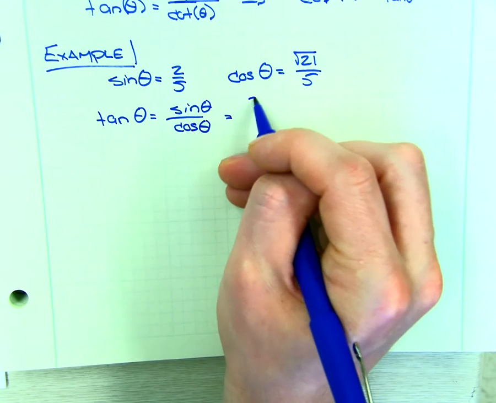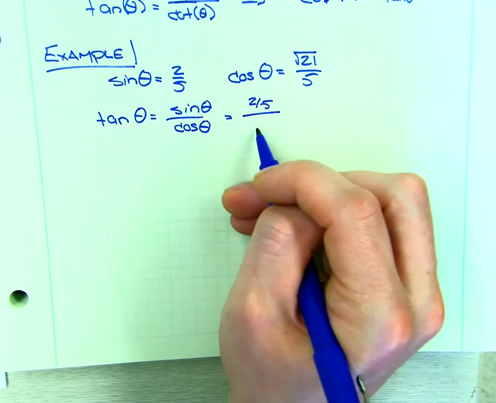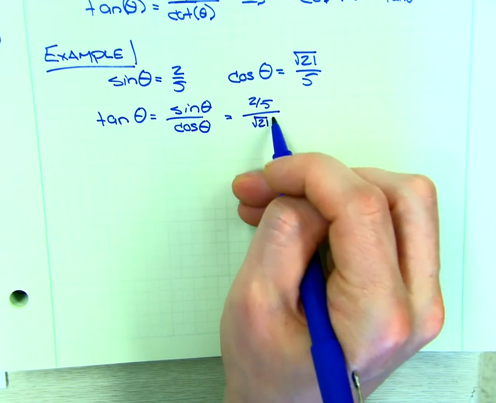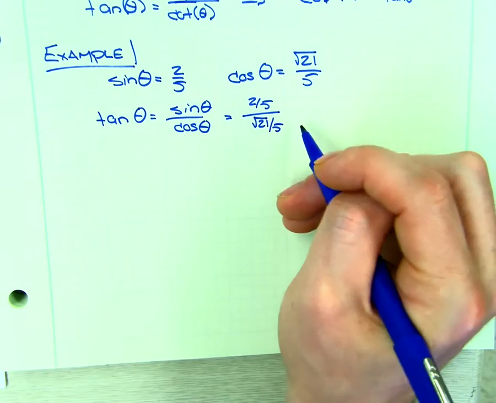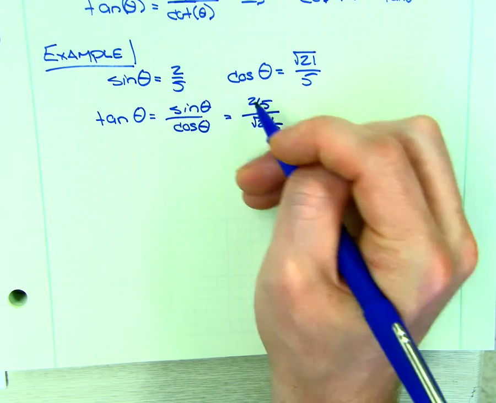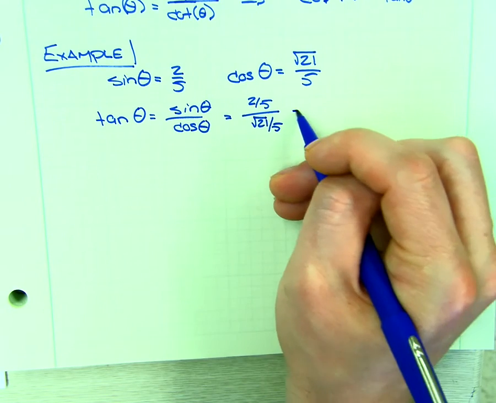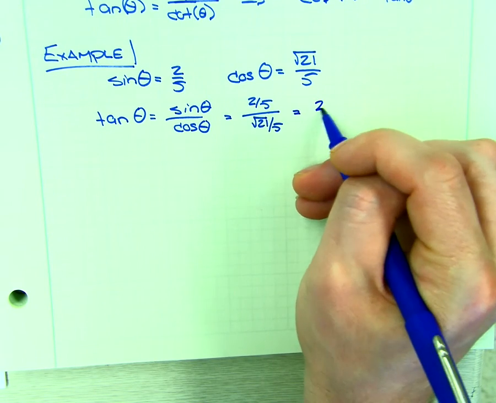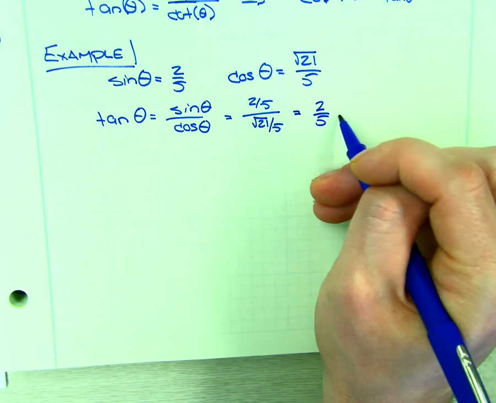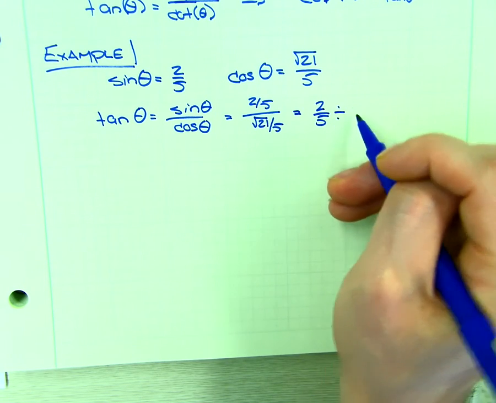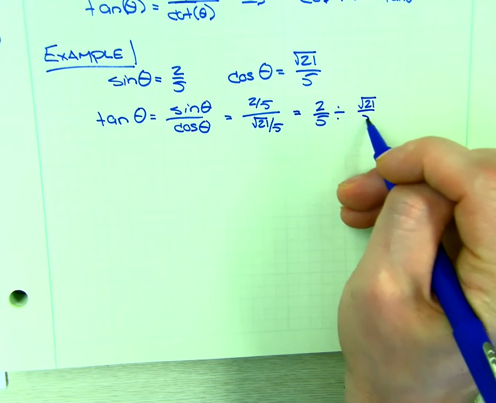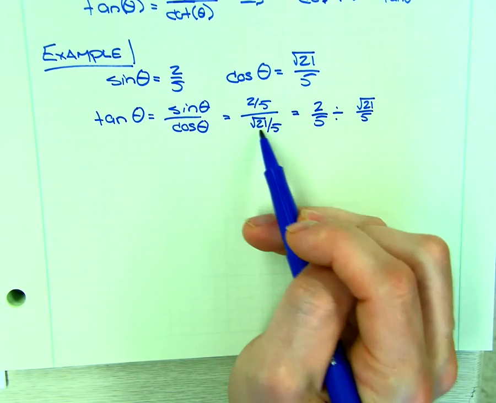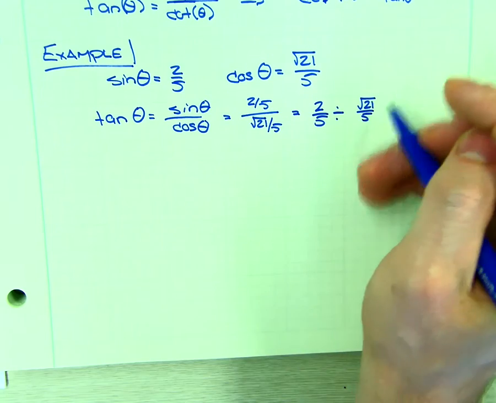Okay, so the sine is going to be 2/5, and the cosine is going to be square root of 21 divided by 5. Now this is a tricky manipulation that I think catches a lot of people up, but remember, don't be afraid of these fractions. If you're having trouble with this, another way to write it is 2/5 divided by, using the old school division sign, square root of 21 over 5.